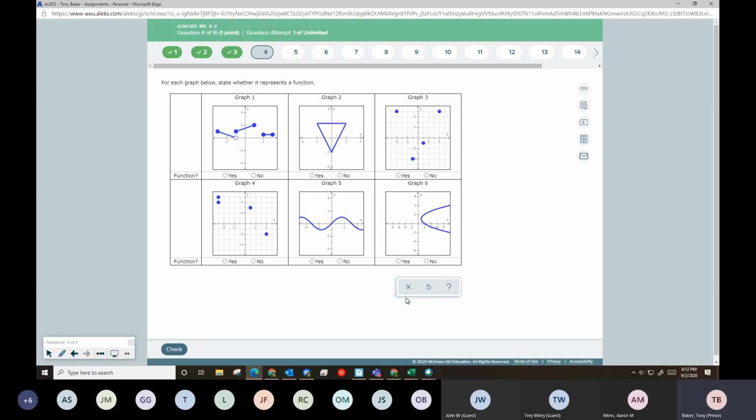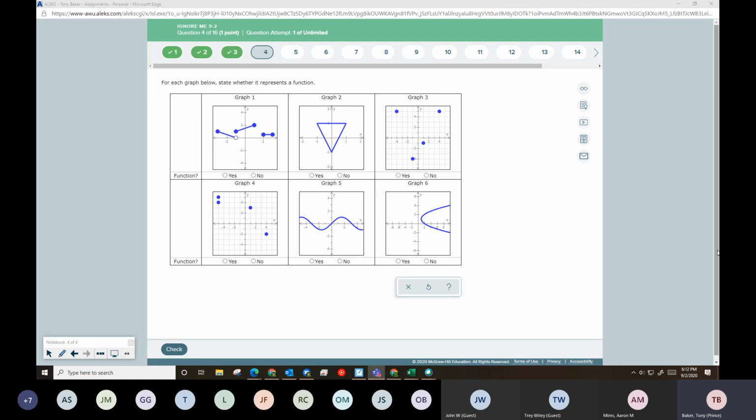Now, the next couple questions are going to look at identifying functions. The difference between a relationship and a function is a one-to-one relationship. So that means every input, everything in the domain, has exactly one output in the range. That output can be the exact same thing as all of them, but it's still a one-to-one relationship.